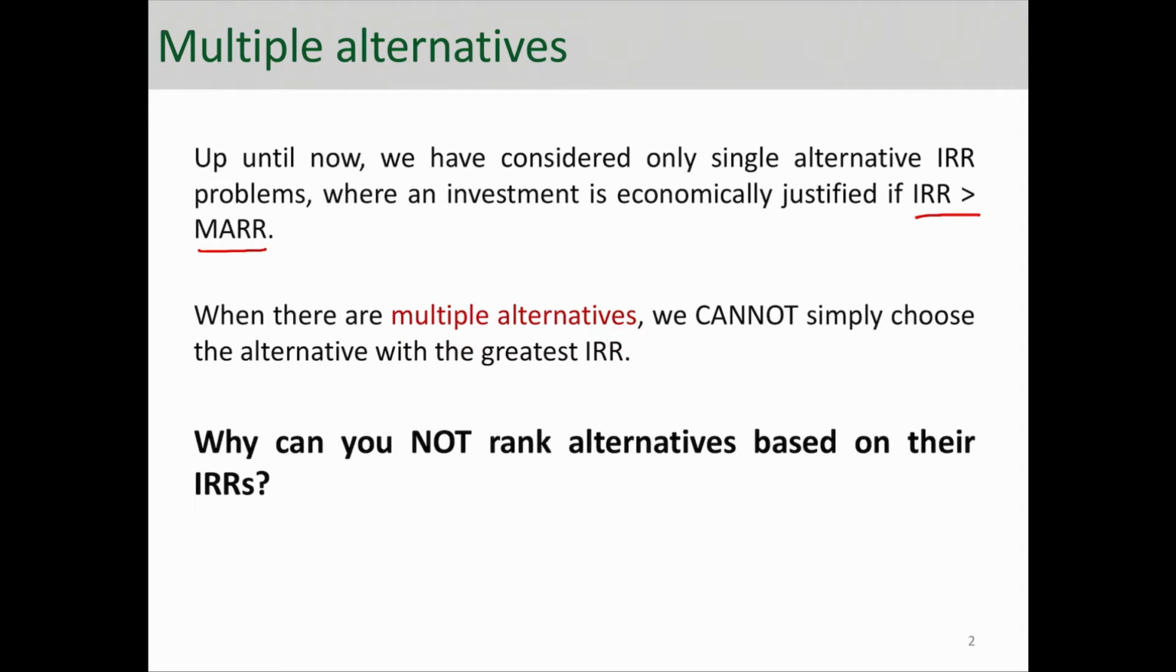The point is, when you have multiple alternatives to decide which one is the best, we cannot simply choose the alternative with the greatest IRR. I want to emphasize that we cannot simply choose the alternative with the largest IRR. At this point, you may ask why. Because in net present value analysis, uniform annual worth analysis, or future worth analysis, we could select the best alternative based on the highest net present value. But why is that not the case with the IRR?